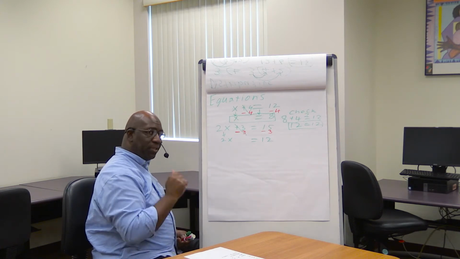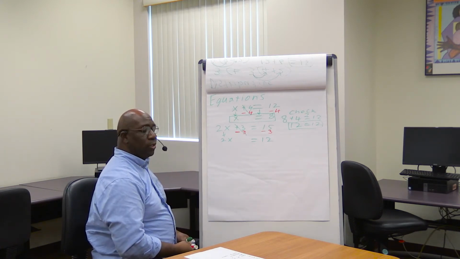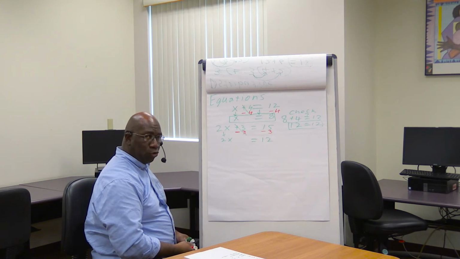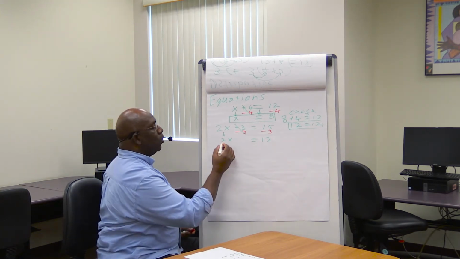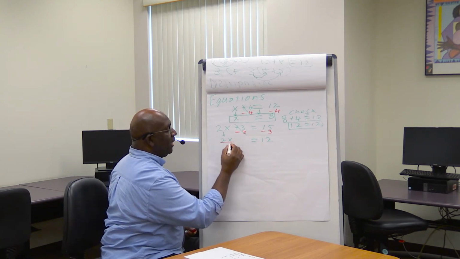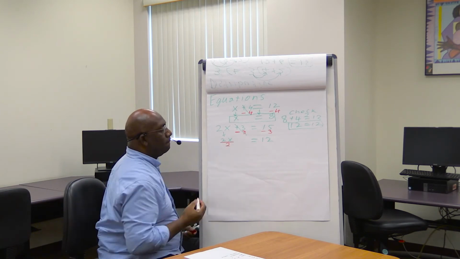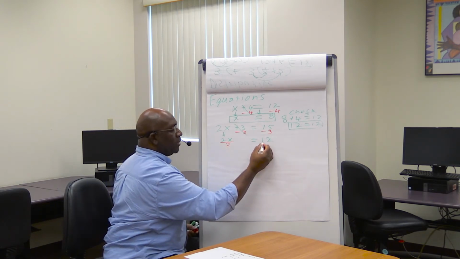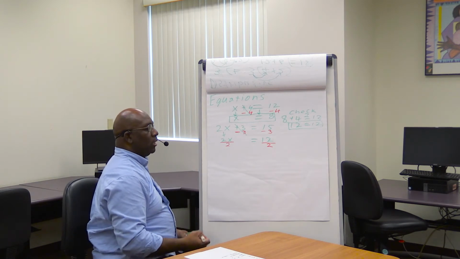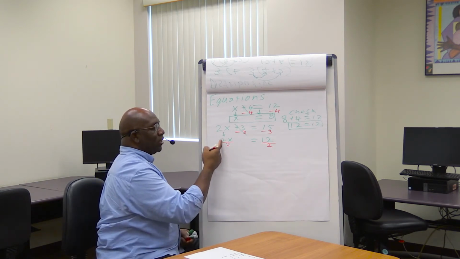And from our previous video, we know that to undo a multiplication, I must divide. So I'm going to divide by 2. Whatever I do to one side of the equation, I must do to the other side of the equation. So the 2's will cancel out.